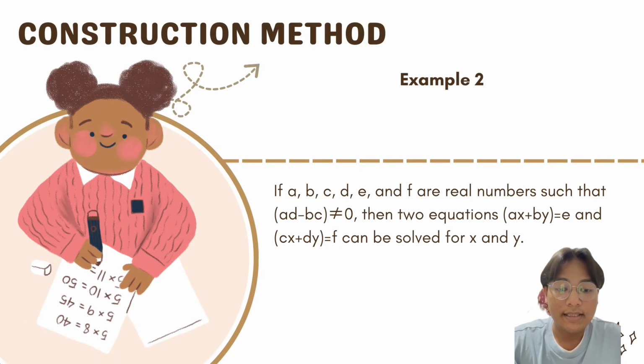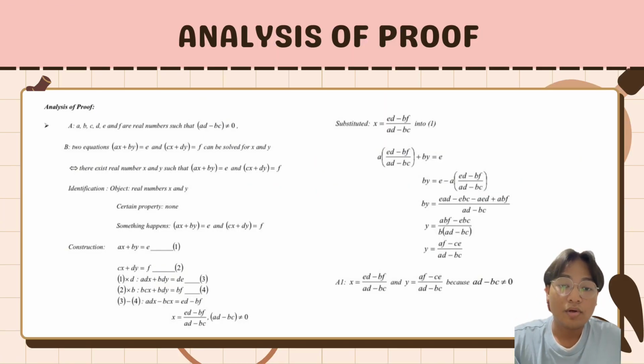If A, B, C, D, E and F are real numbers such that AD minus BC is not equal to 0, then the two equations AX plus BY equals E and CX plus DY equals F can be solved for X and Y. So, from the statement, we can identify that A is: A, B, C, D, E and F are real numbers such that AD minus BC is not equal to 0. And B is: the two equations AX plus BY equals E and CX plus DY equals F can be solved for X and Y.